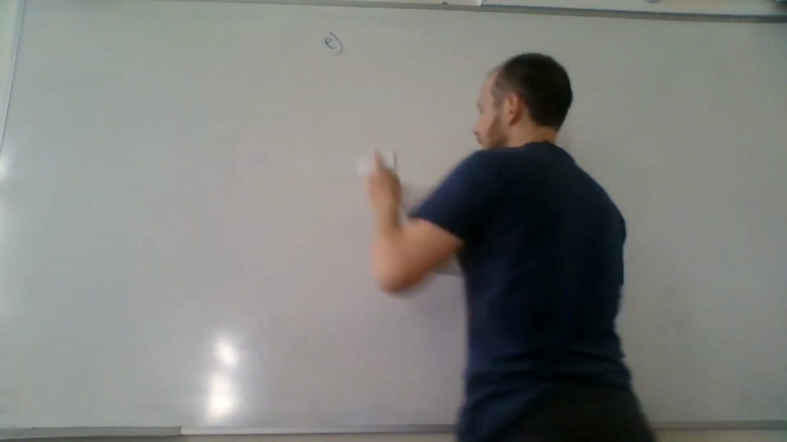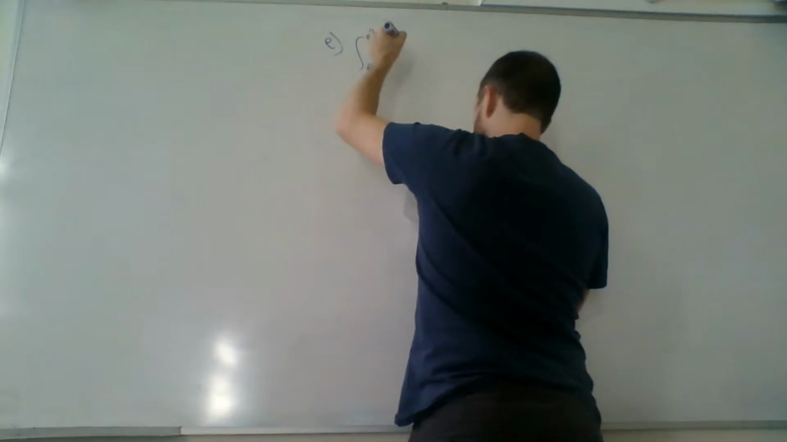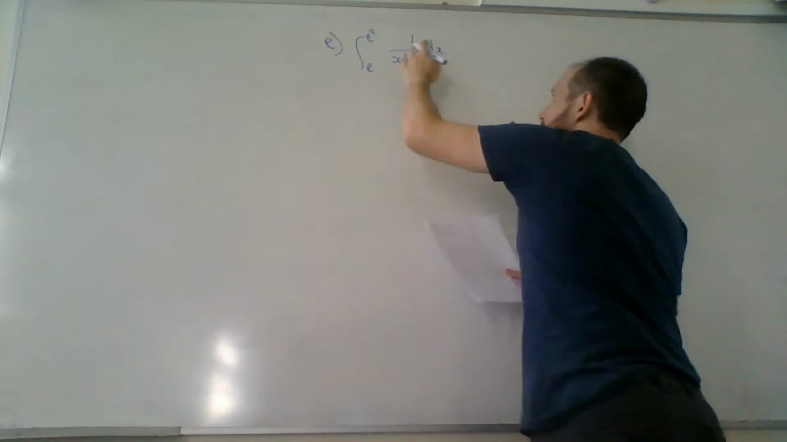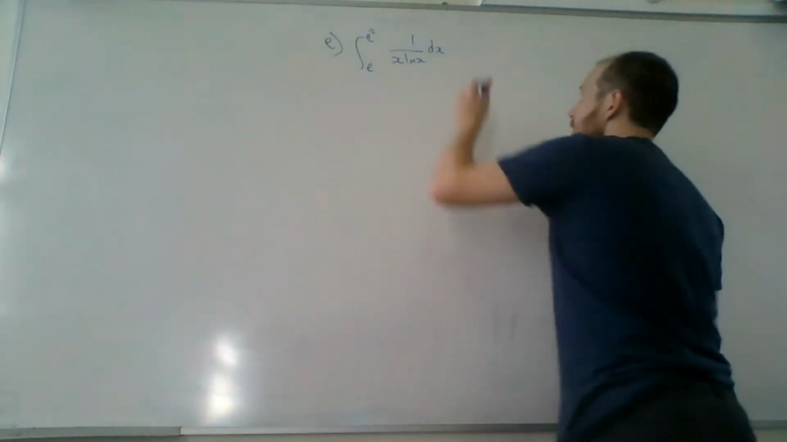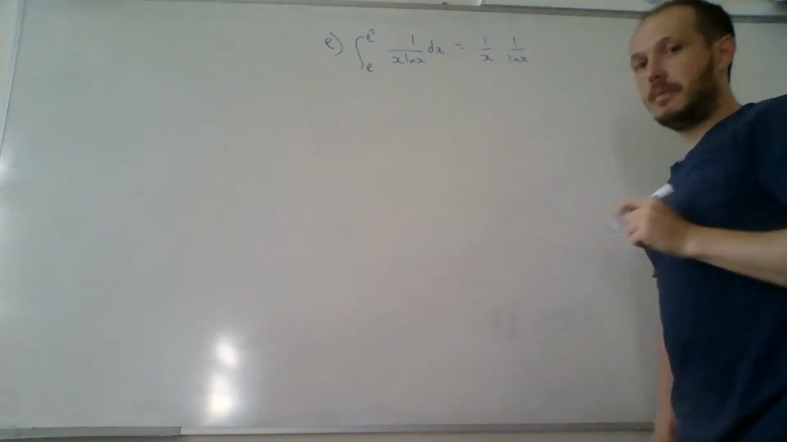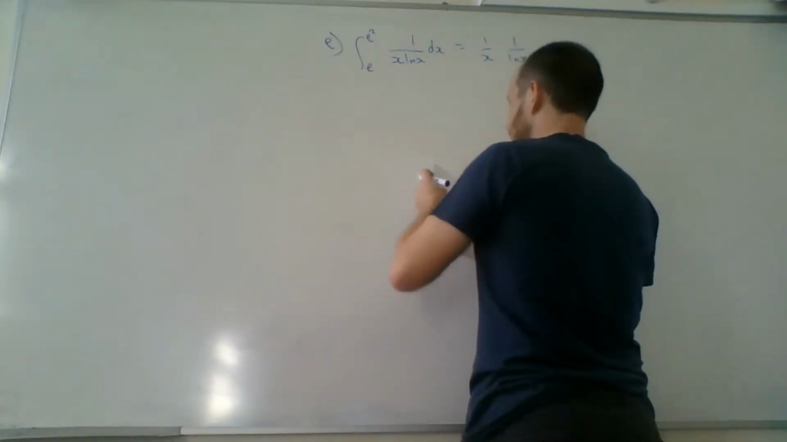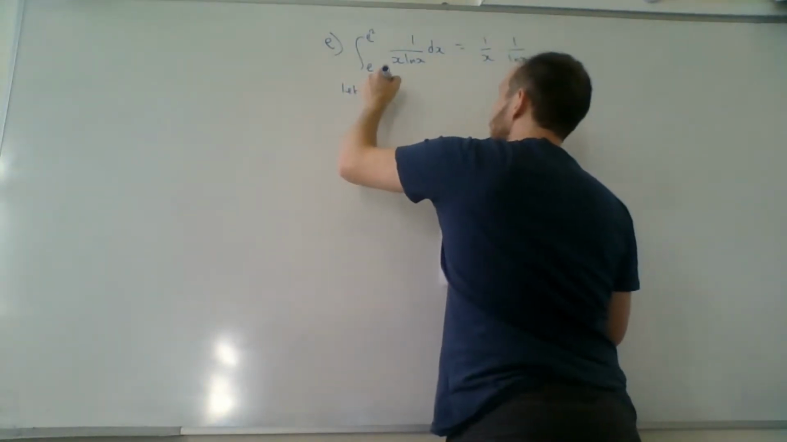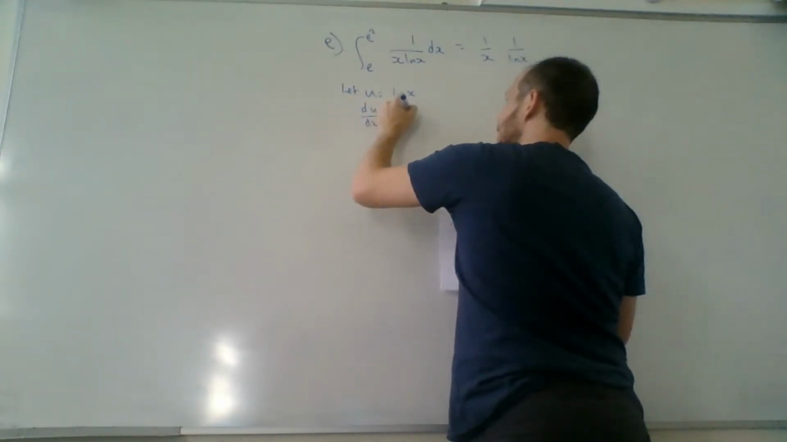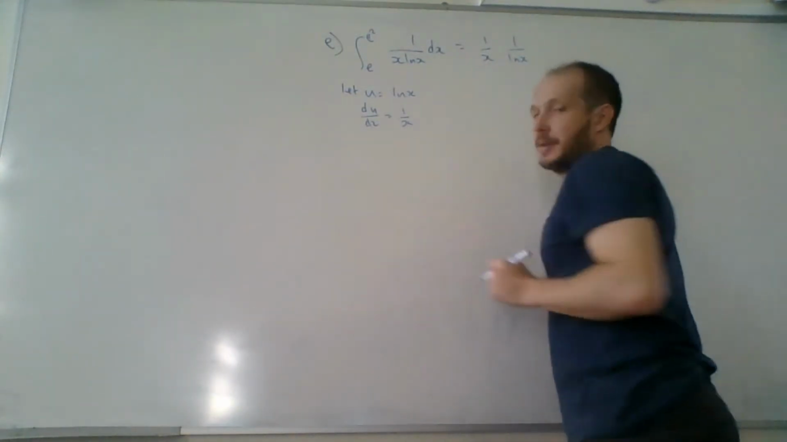Alright, so part E. So we've got the integral from e to e squared of 1 over x ln x dx. Now remember, whenever you've got 1 over two functions, just like we did before, this is 1 over x times 1 over ln x. So remember, you can always break your functions out like this. So what I'm going to do here is say let u equal ln x. So then du dx is equal to 1 over x, which is my other part, which is what I want.